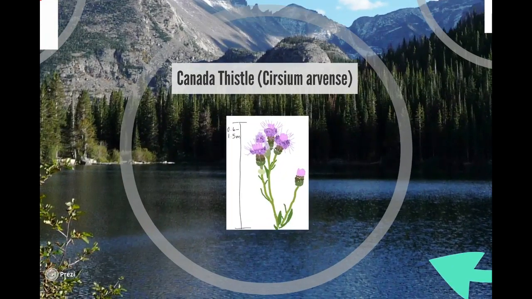So the invasive species that I chose is the Canada thistle, or Cirsium arvense. So the kingdom is Plantae, the class is Magnoliopsida, the order is Asterales, the family is Asteraceae, the genus is Cirsium, the species is Cirsium arvense.